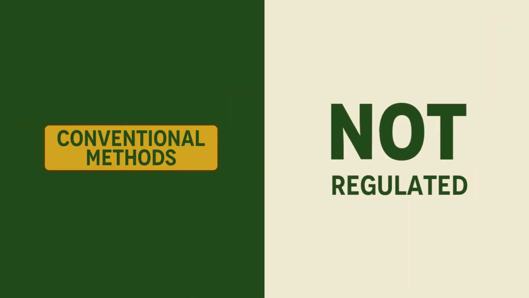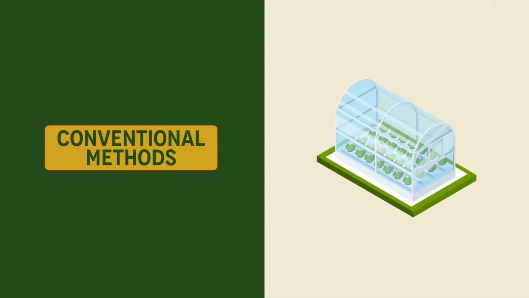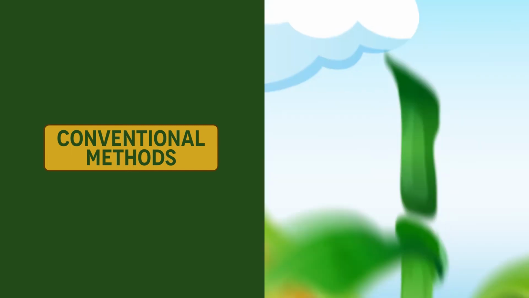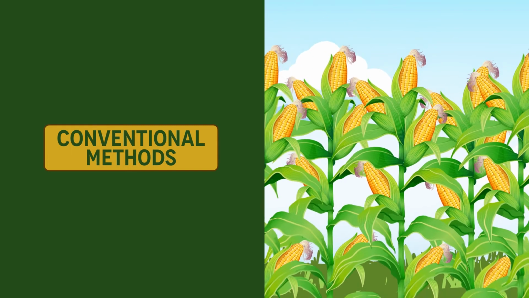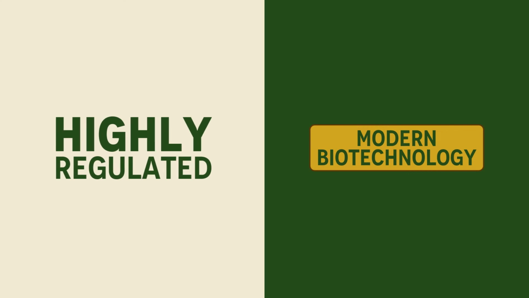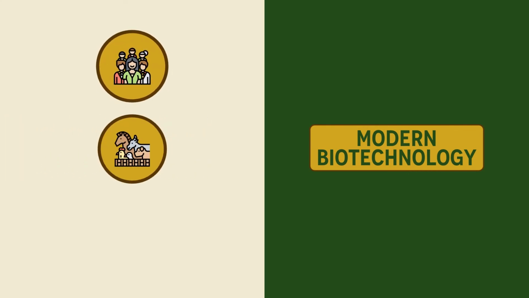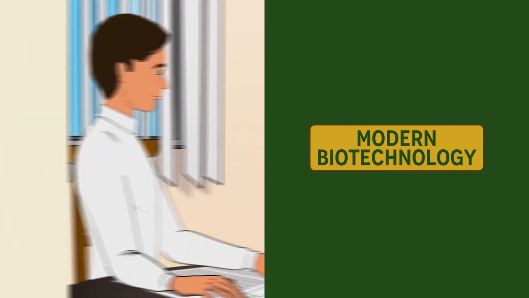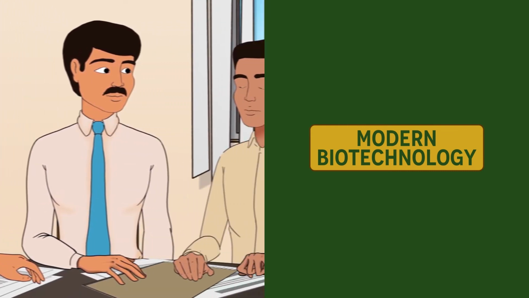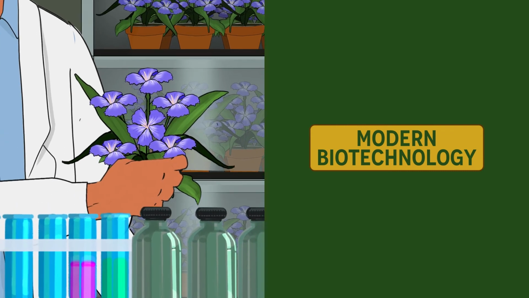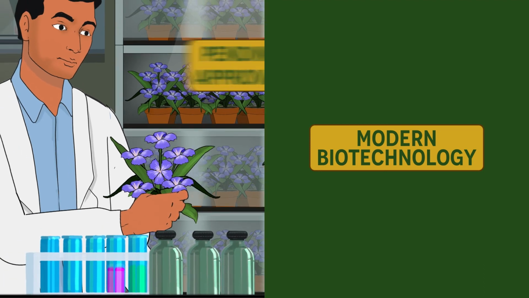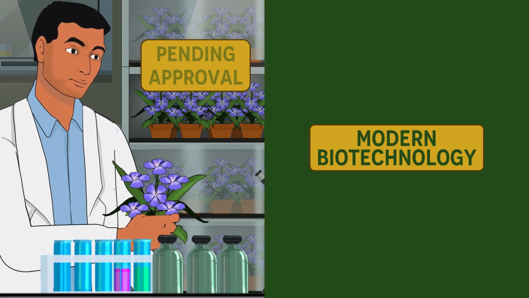Conventional breeding is not regulated. Once the desired crop is developed, it can be released to the market or cultivated without prior approval. GM is highly regulated to ensure its safety to humans, animals and the environment. And the time taken for the regulatory process is lengthy. Once the desired crop is developed, it takes a long time before it is approved for cultivation.